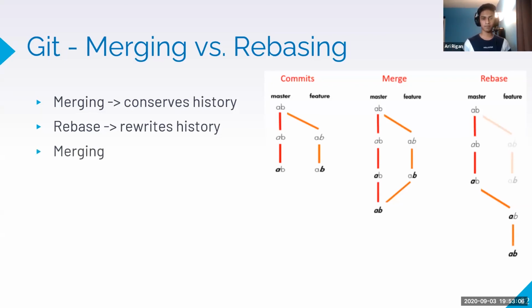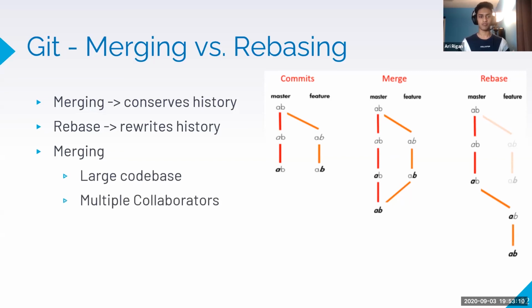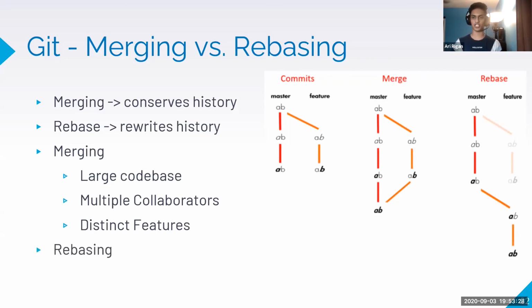So for merging, do this if you're working on a very large code base, you have multiple collaborators, and you have a lot of distinct features. This keeps people accountable in terms of who's working on what feature, and it makes a little more sense when you go back into the history and you can tell where certain changes came in. For rebasing, you wouldn't be able to do that because it would just be one entire chain.